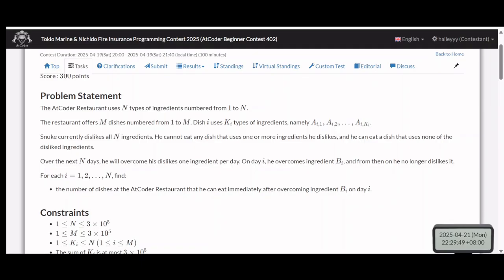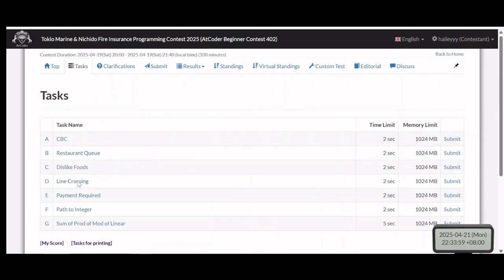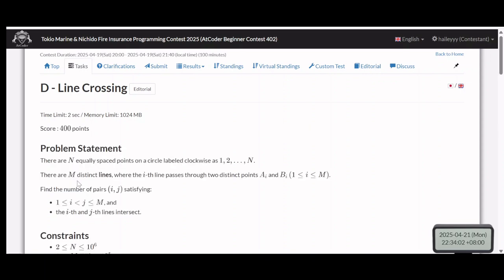Next, we look at problem D. So for problem D, there are N equally spaced points on a circle labeled clockwise as 1 to N. And then we have M lines where the ith line passes through the two distinct points A_i and B_i. And we want to find the number of pairs of lines such that the ith line and jth line intersect.